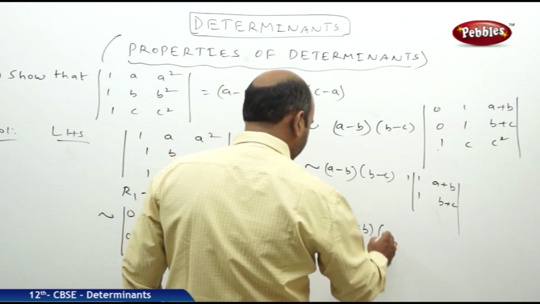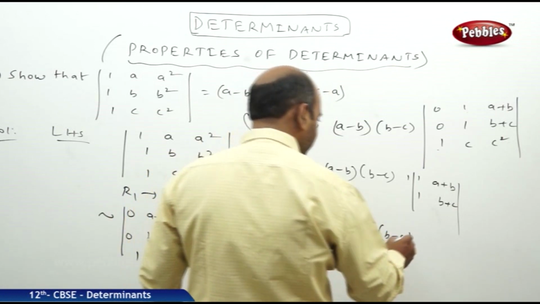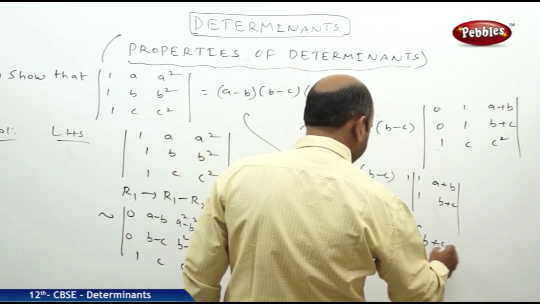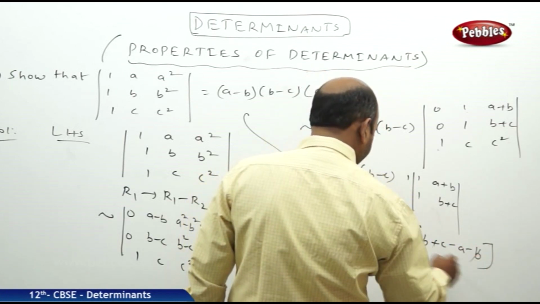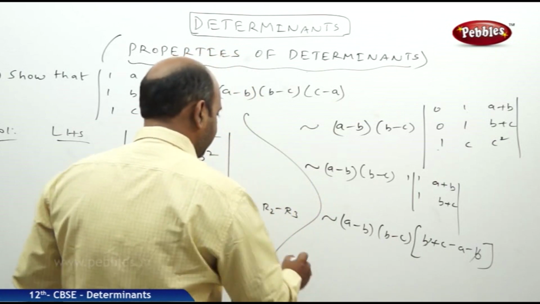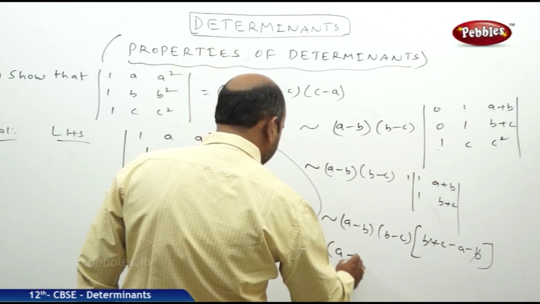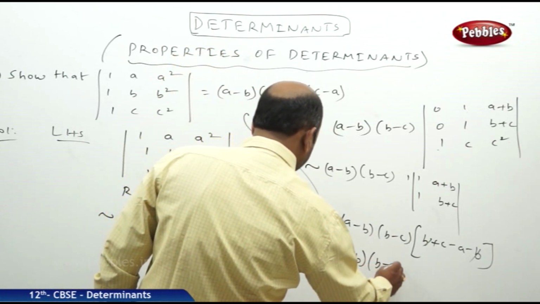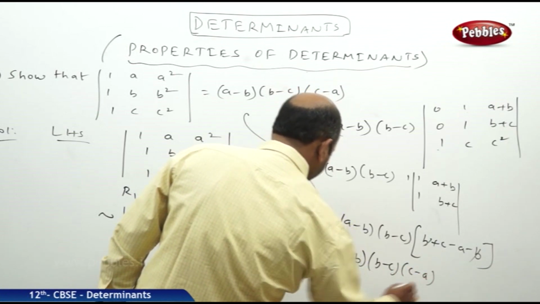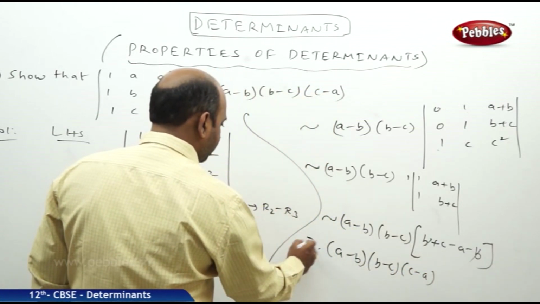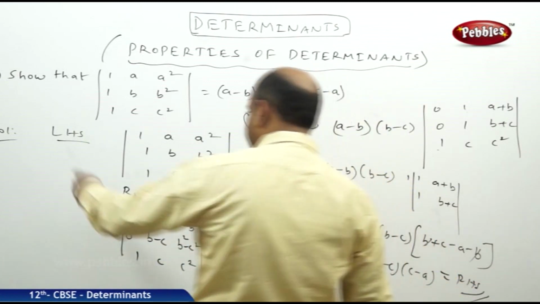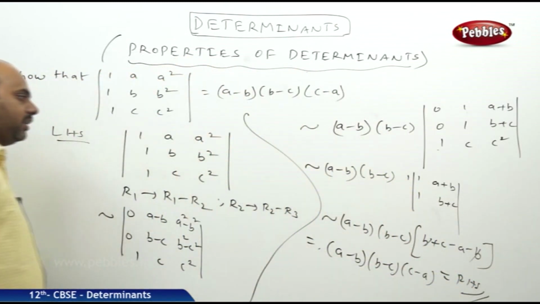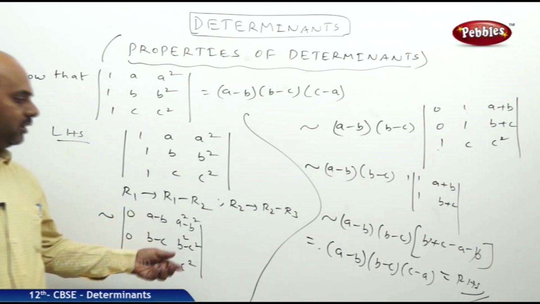(a minus b) into (b minus c), and here b plus c minus a minus b. Now b will be getting cancelled. So finally what we got? We got our required result, (a minus b) into (b minus c) into (c minus a). So this is nothing but our right hand side. So LHS is equal to right hand side. These are the properties which we used.